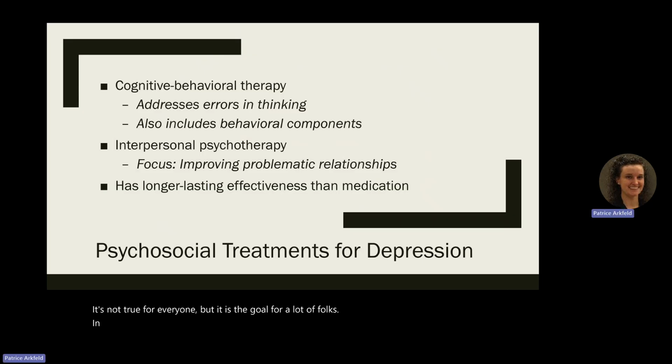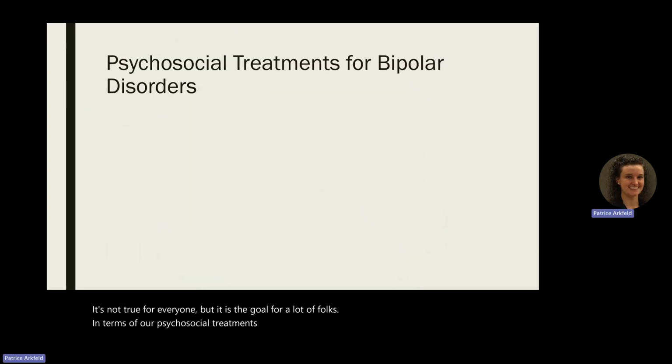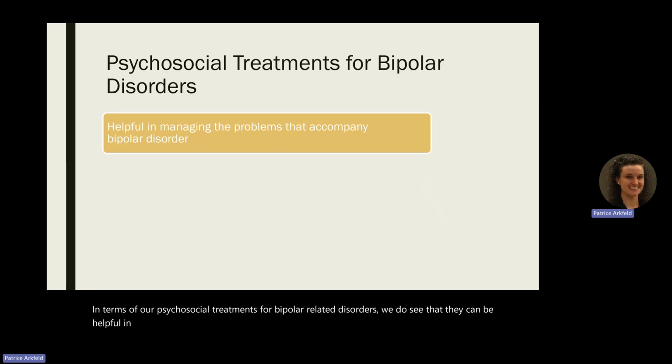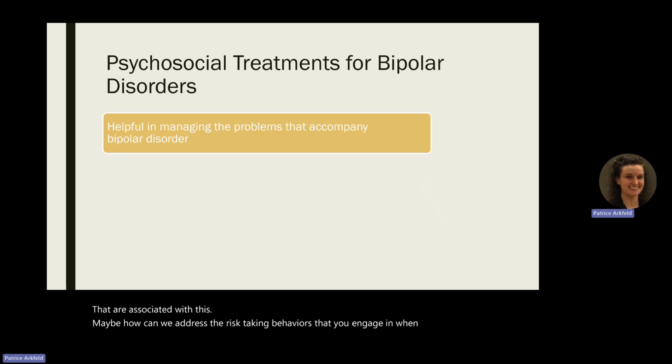In terms of our psychosocial treatments for bipolar related disorders, we do see that they can be helpful in managing the problems that are associated with bipolar related disorders. So we might use IPT to manage relationship difficulties. We might use CBT to address problematic behaviors in the workplace, or behavioral therapy specifically. Like, how can we change your behaviors that are associated with this? Maybe how can we address the risk-taking behaviors that you engage in when you're in a manic episode?